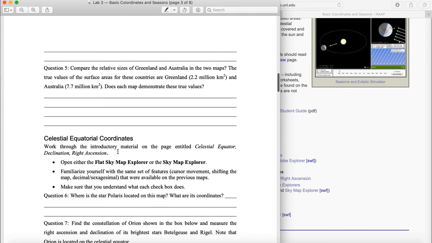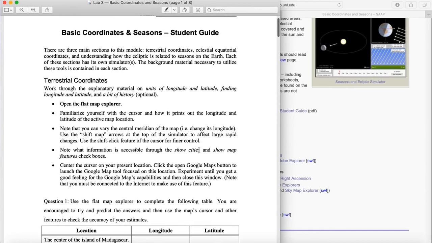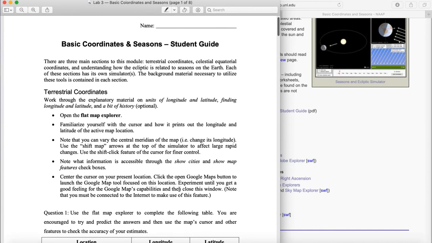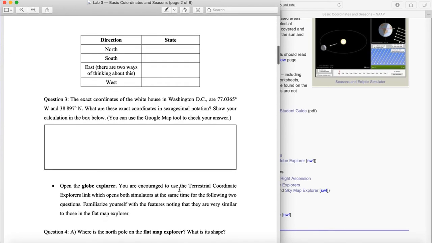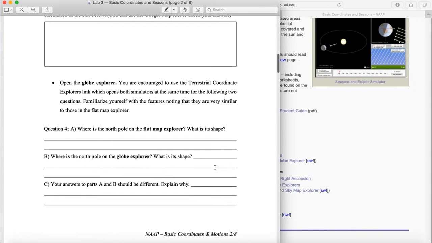Then we're going to open the Flat Sky Map Explorer, or the Sky Map Explorer. Okay, it's really up to you. Let me see, I think you might have had an option in the first one. Actually, no, it specifically wanted you to open the Flat Map Explorer, and then, although I missed it, the Globe Explorer at a separate stage. Just prior to question 4, it asks you to open the Globe Explorer. These are all simulations, and I'll show them to you briefly in just a moment.